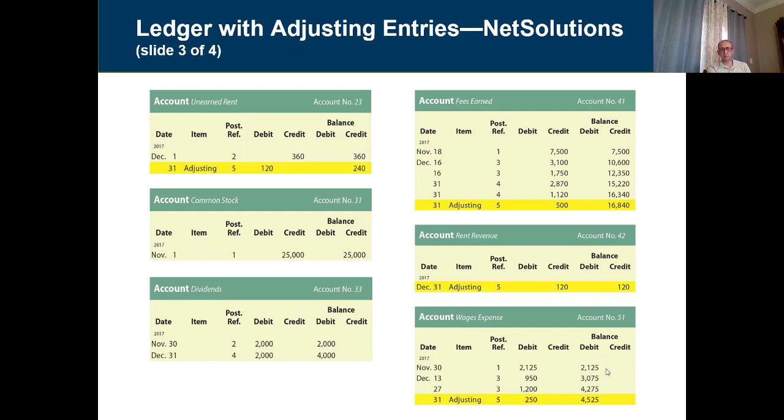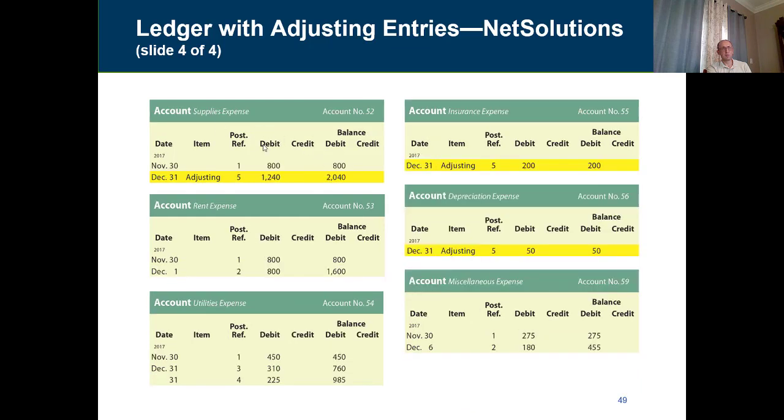And then we have a few expenses that were also affected. One of them is the wage expense. We have the supplies expense. Rent expense, in this case, was not affected. Utilities expense is also not affected. Insurance was debited by $200.